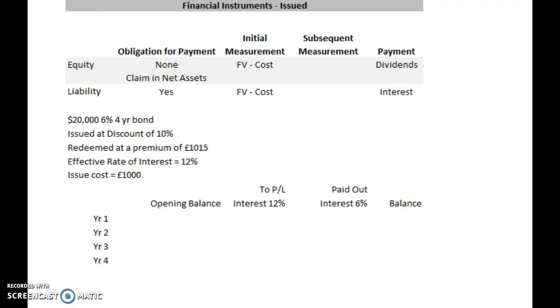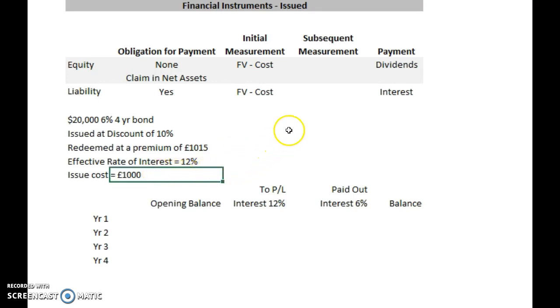Okay, let's look at this slightly more complex example of a debenture or a bond. 20,000, 6% 4-year bond. That means the coupon is 6%, i.e. the interest paid to the lender will be 6% per year of the 20,000. The bond was issued at a discount, 10%. It'll be redeemed at a premium of 1015, and we're given the effective rate of interest of 12%. We're also told there's an issue cost of 1,000.